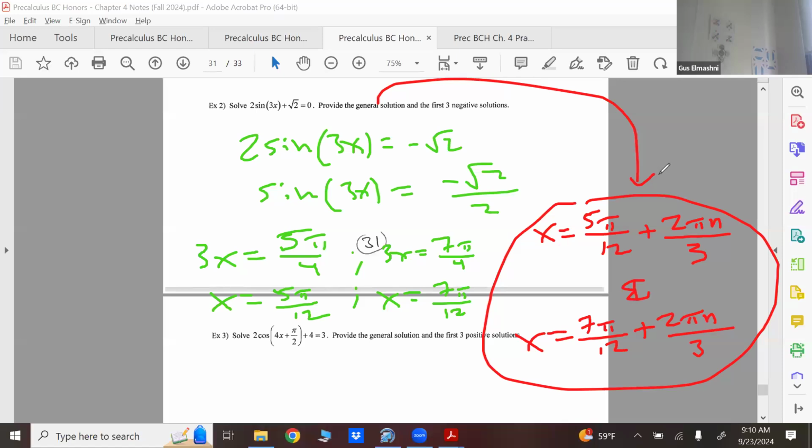This way, when n is 1, what happens if I have 5 pi over 12 with 2 pi over 3? I can change 2 pi over 3 to 8 pi over 12. You'd agree with that, right? Add the 5 pi over 12, you get 13 pi over 12, which I showed you was a possibility. Likewise, 7 pi over 12 plus 8 pi over 12 is 15 pi over 12. That's yet another solution that could work as well.